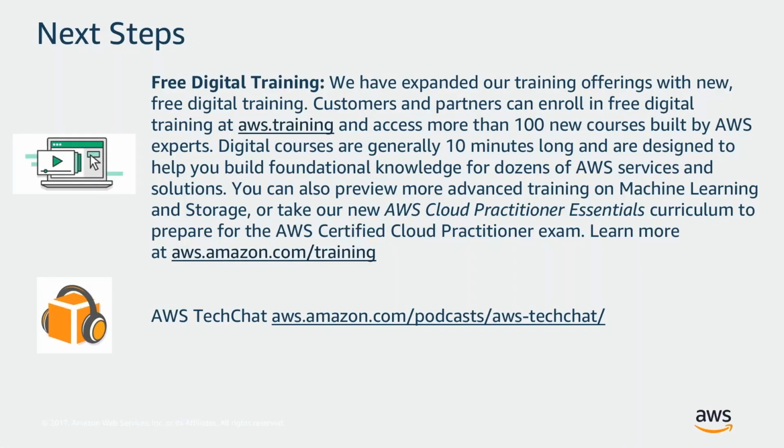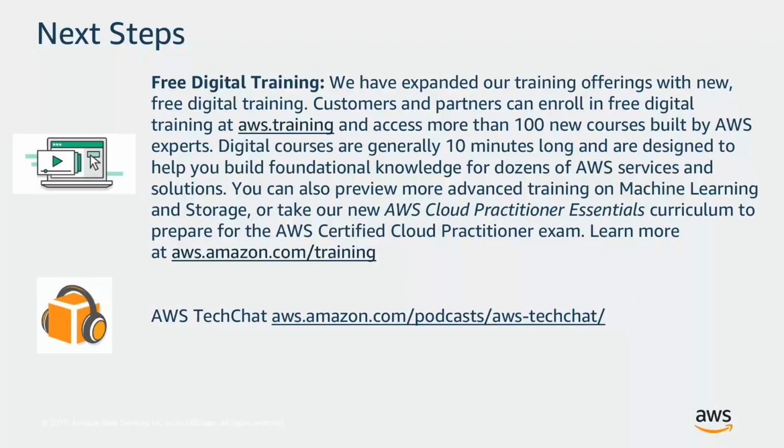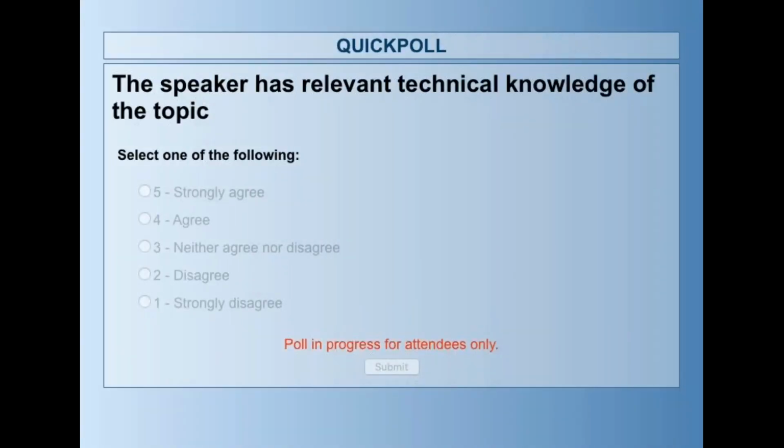I'd also like to use this opportunity to talk about one last thing that was announced at re:Invent. We launched free digital training to enable customers to learn about AWS and to build cloud skills. This new offering provides unlimited access to foundational training on AWS services and solutions, plus advanced training around machine learning and storage. It also includes access to a new AWS Cloud Practitioner Essentials curriculum, which helps you prepare for the AWS Certified Cloud Practitioner, a new entry-level certification. Customers can enroll for free digital training through their AWS.training account and choose from more than 100 new digital courses totaling more than 40 hours of training content.